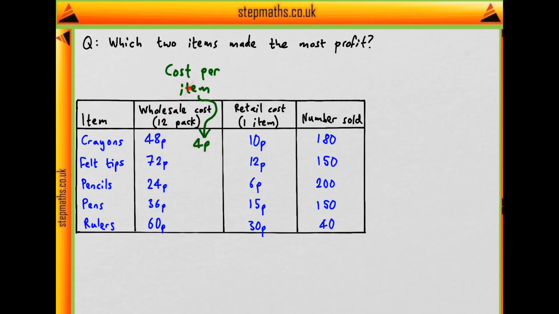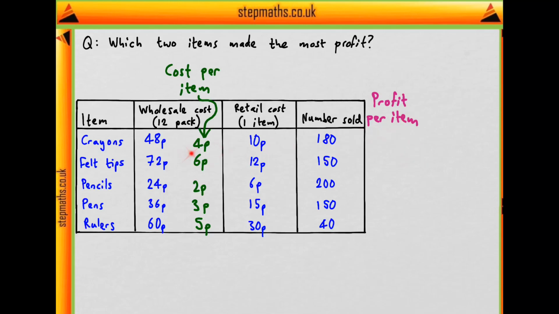So if it is the same thing for each one, 72 divided by 12 is 6, 24 divided by 12 is 2, 36 divided by 12 is 3, and 60 over 12 is 5. So now we have the per item cost in wholesale and retail, and we have the number sold. So maybe the next thing to do would be to work out the profit per item. And then the final thing to do would be to work out the total profit based on this number sold. So let's do the former.